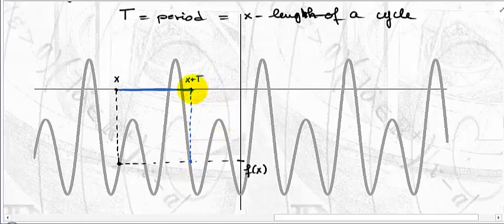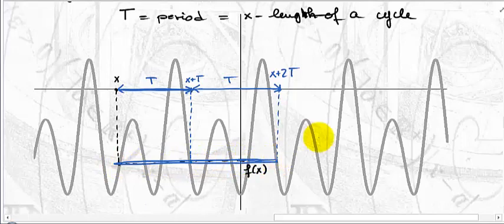Let's move another period, so that's going to be now x plus 2t. That's 1t from here to there, and I'm adding another t from here to here. So this is x plus 2t. What is the output at x plus 2t? It's going to be exactly the same as the output at x, because we're moving by one full period. And of course, it would be true if you move another period and check the output at x plus 3t, you would have the same value right there.